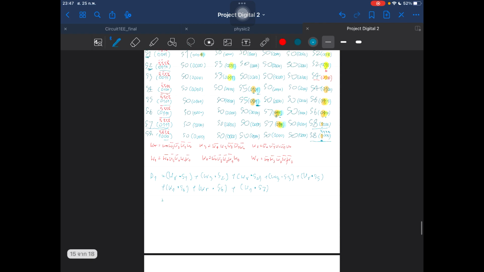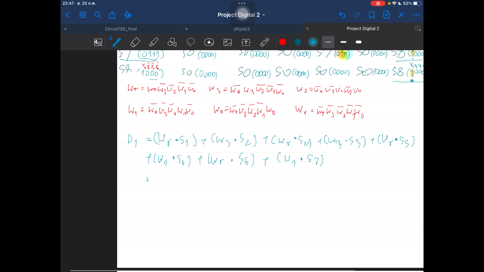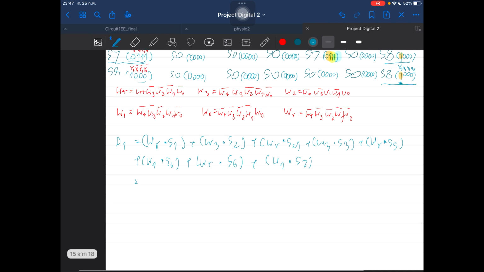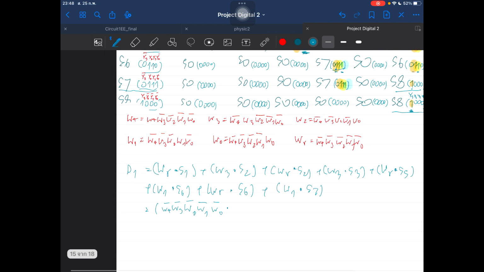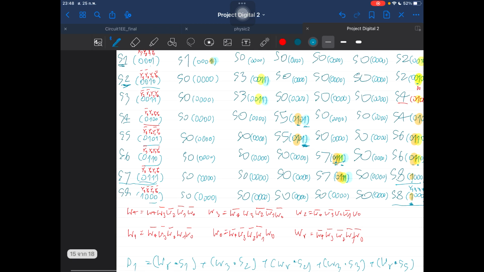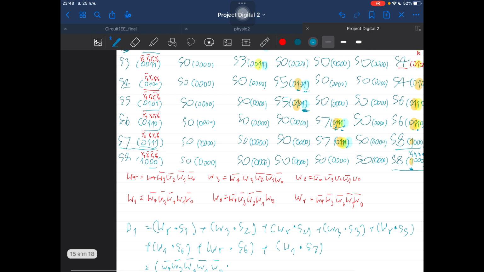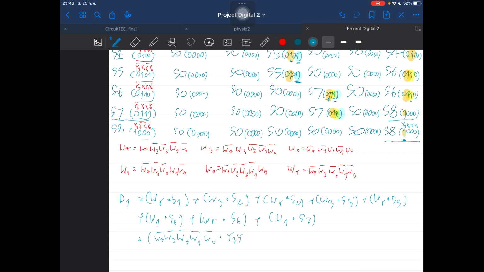Write the names of them. WR is W4 that, W3 that, W2 that, W1 that, and W0 that. And with state 1, the name is Y3, Y2, Y1 net, and Y0.